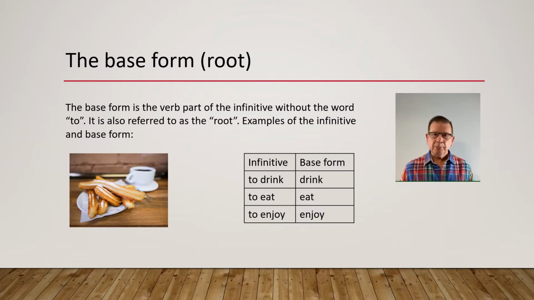Now let's talk about the base form or the root of the verb. The base form is the verb part of the infinitive without the word to. It is also referred to as the root. Here is a little chart that shows examples of the difference between the infinitive and the base form. To drink, and then just drink. To eat, and then just eat. To enjoy, and then just enjoy. And then the picture, some delicious churros and coffee.